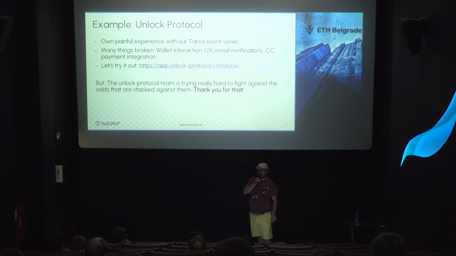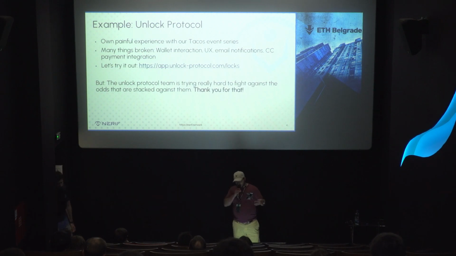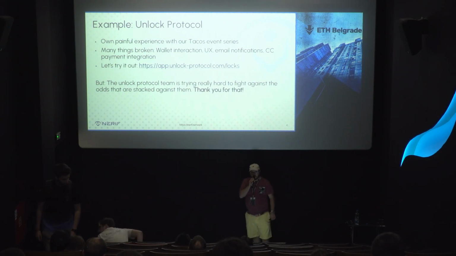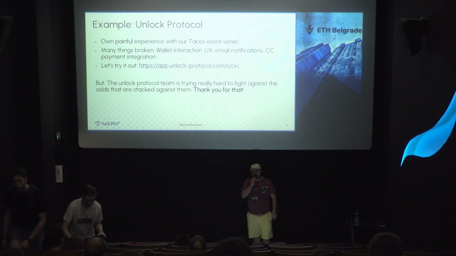When we started this event series, and we actually changed that because of exactly that problem, we used a tool called Unlock Protocol. Unlock Protocol is actually really cool. It's a set of smart contracts and a user interface which allows you to create event ticketing based on NFTs. So far, so good. It enables a lot of things, like token gating of groups and token gating of future events. The problem is that the user experience is just not there yet.